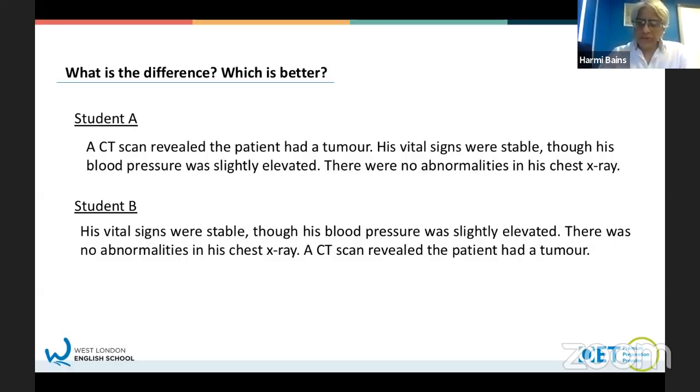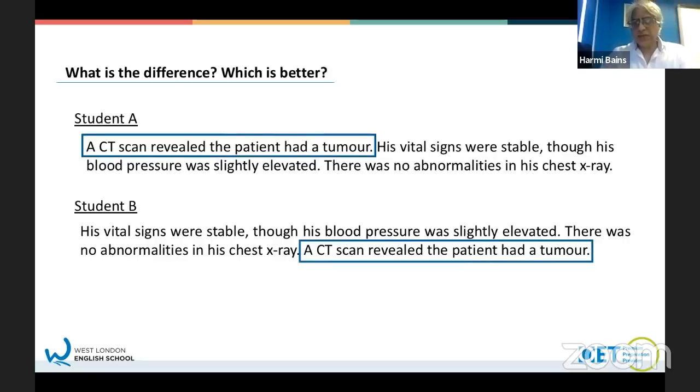So the question is, what is the difference and which is better? Well, the content of both the paragraphs are the same. The grammar is actually the same. They're both well written, and they both have the same content. So both students selected the same case notes, which is great. But the organisation of the paragraph is slightly different. You can see student A, a CT scan revealed the patient had a tumour. So student A put this at the beginning of the paragraph, and student B put this at the end of the paragraph. So this is what we mean by highlighting key information.